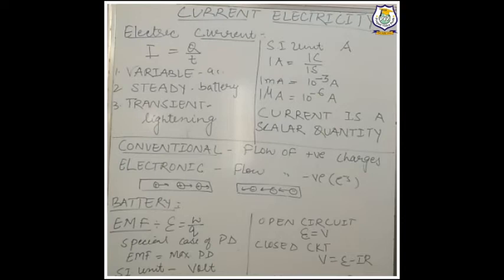Now there are some smaller units of current also, like 1 milliampere. Milli means 10 raised to power minus 3. So 1 mA is equal to 10 raised to power minus 3 ampere. And 1 microampere is equal to 10 raised to power minus 6 ampere. So remember these relations, these will be helpful in solving the numerical part.